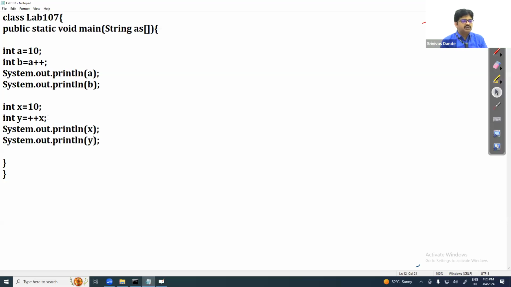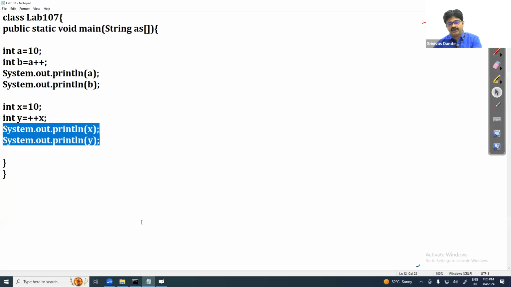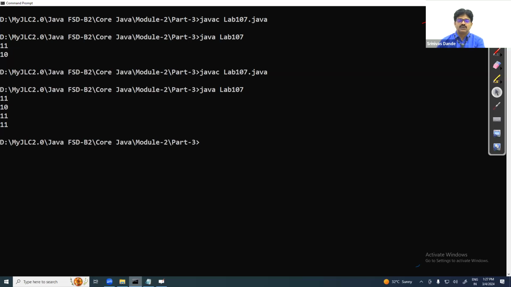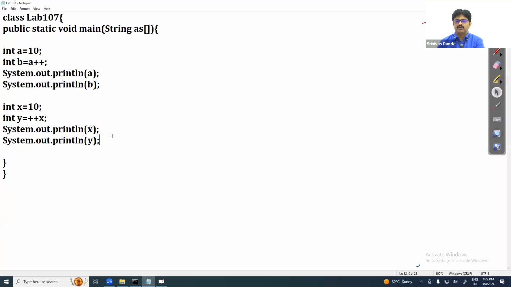Second case, what to do? Increase and assign. 10 increases to 11, so X becomes 11. Then assign 11 to Y. So 11, 11. Am I right? This is 11, 10. This is 11, 11. 11, 10, 11, 11. Very good.